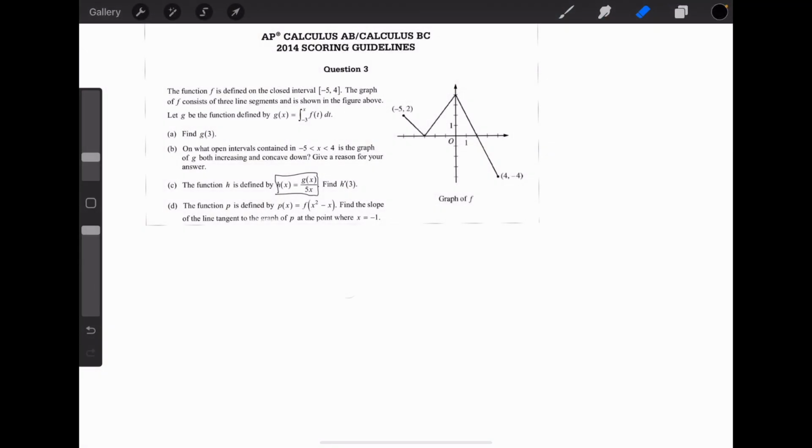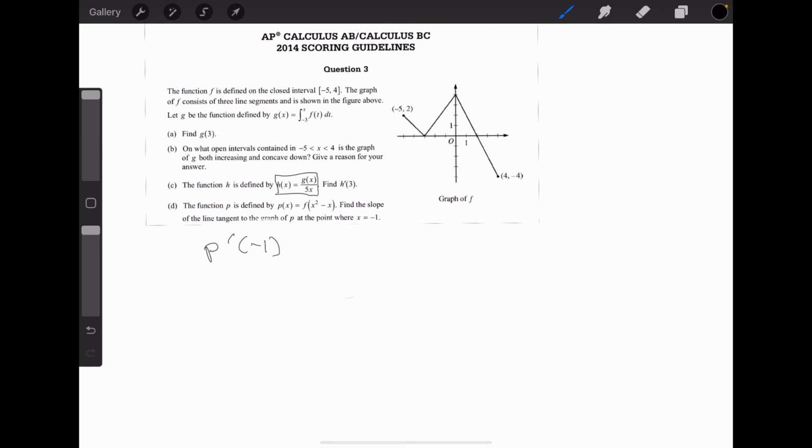Okay, so for the last part, we have to find what the slope of the tangent line to the graph of p at the point -1 is. Okay, so what does this mean? Well, first we know that p of x is defined by f of x squared minus x. So what does it mean when it says the slope of the line tangent to the graph of p? So that means its derivative. So we can rewrite this question as p prime of -1. So how do we do that?